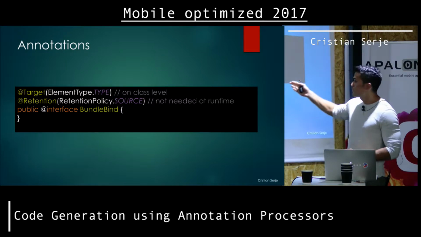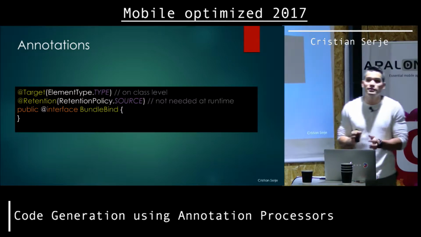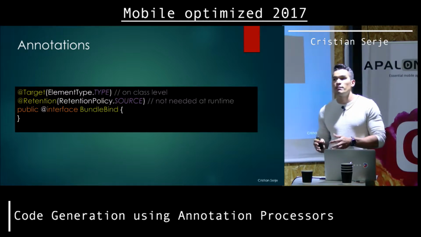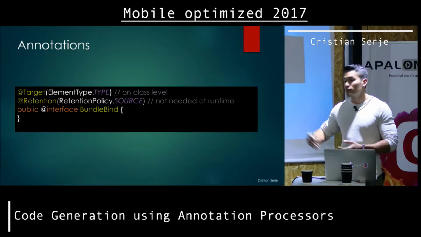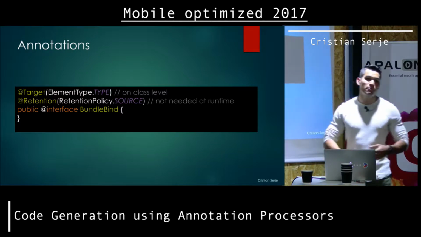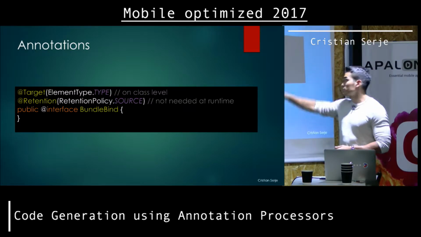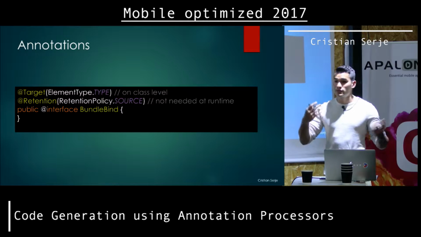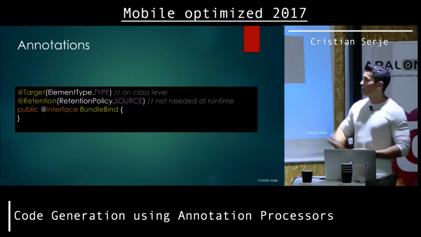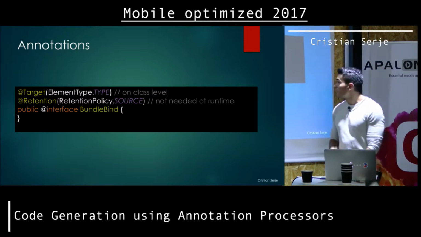It also has retention, which tells the JVM how long it should retain that annotation, because maybe you don't need the annotation at runtime, only at compilation time, and so on. In this case I have source, which means I don't need it at runtime and it will just be discarded by the compiler. You can also use class and runtime besides source.